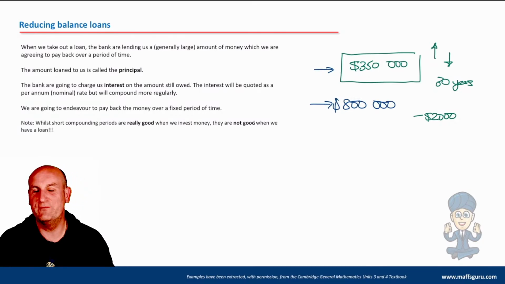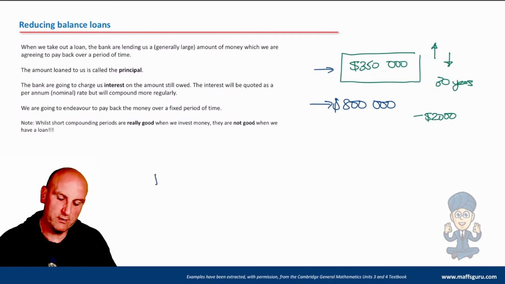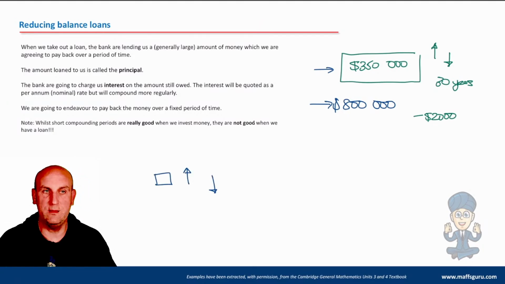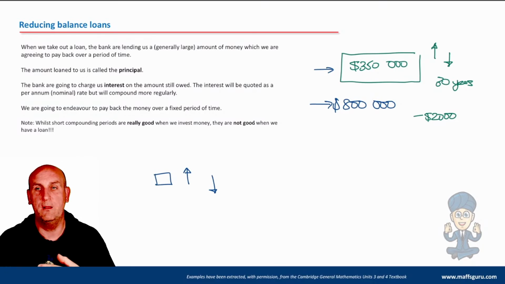Now let that just sink in for a moment. I am going to be paying back more than double in interest what I borrowed from the bank. And that's why interest rates and mortgages are so important. But the point of it is, you borrow some money, you add on interest, and then you take away a payment. Now that's called a reducing balance loan.